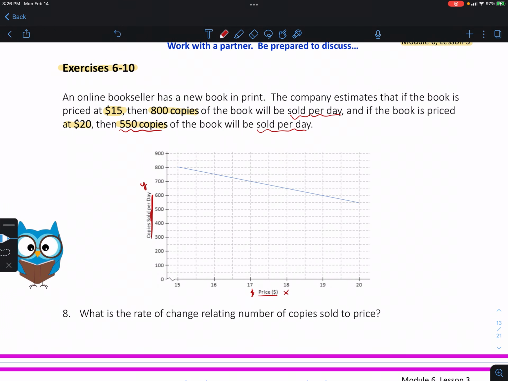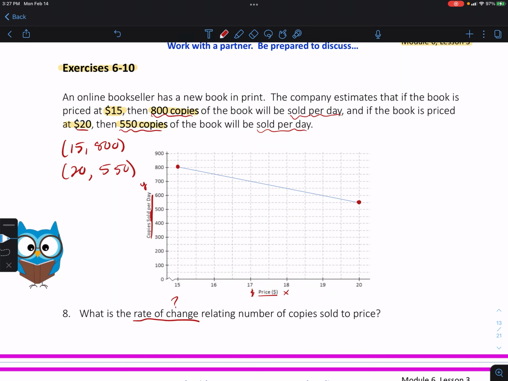And the first question is, what is the rate of change? You're probably confused because you're thinking, is it 800 or is it 550? Well, neither one of those is a rate of change. In fact, the 15 and 800 is actually a point on our graph. It's right here. And then the 20 and the 550 is also a point on our graph. 20 and 550 is right here.